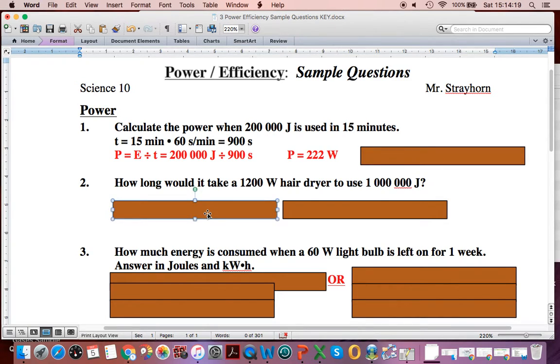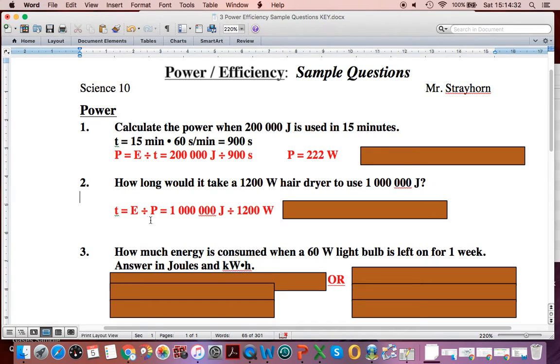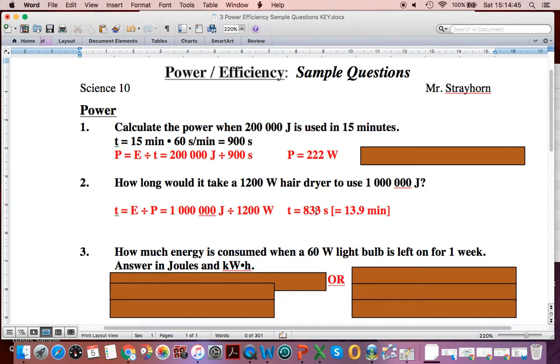Number 2 says, how long would it take? Well, that means time. And we know time equals energy divided by power. There's our energy, there's our power. We don't have to do any converting to start off with. So there's our formula. Plug in the numbers, we can do some estimating. If it was a million divided by 1,000, it would equal 1,000. 1,200 is bigger than 1,000, so our answer has to be smaller than 1,000.